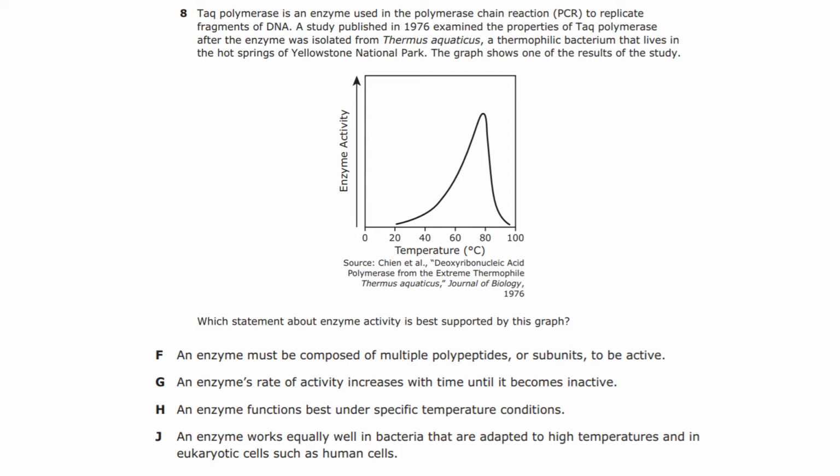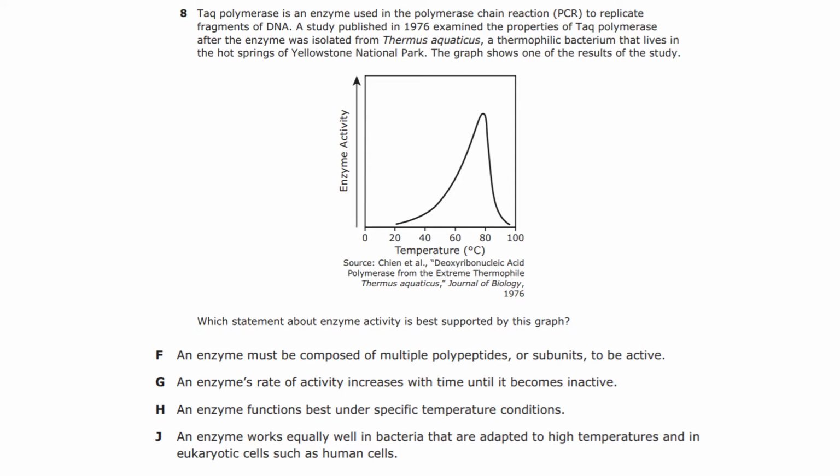The study was published in 1976. They were able to find a bacteria that was called Thermus aquaticus, and it's thermophilic, which means it loves heat. And there are some bacteria that are like that. They can't live in places that are too cool. So these live specifically in the hot springs in Yellowstone National Park.